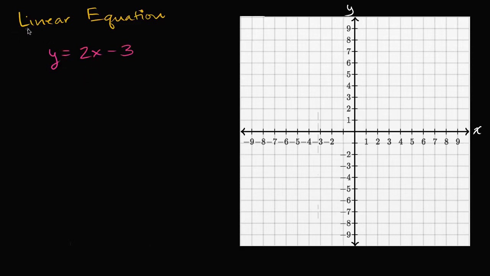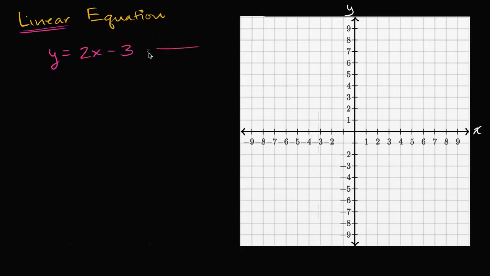Now why do we call it a linear equation? Well, if you were to take the set of all of the xy pairs that satisfy this equation, and if you were to graph them on the coordinate plane, you would actually get a line. That's why it's called a linear equation. Let's actually feel good about that statement.